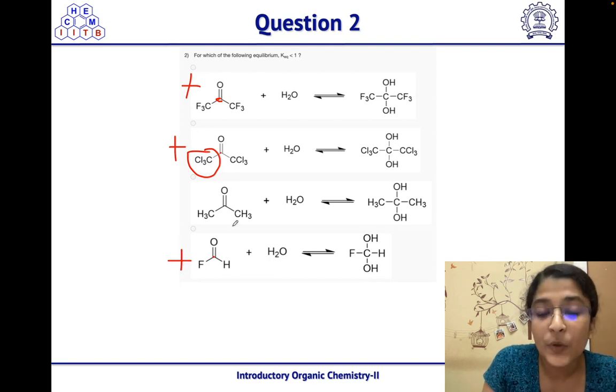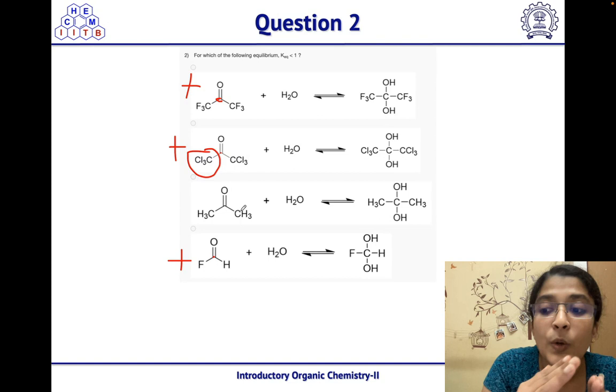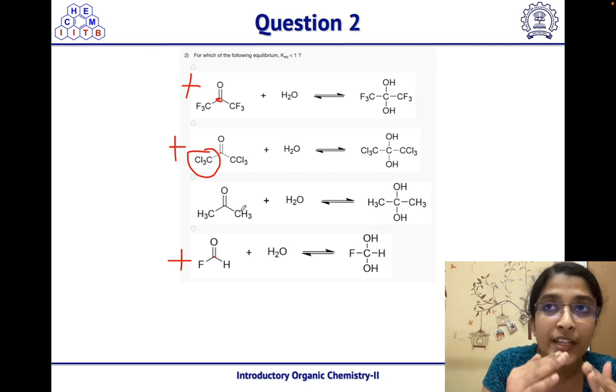Now coming to acetone, as we have seen, here two electron donating methyl groups are present. So this is the electrophilic center. It is lacking electron density, and the methyl groups nearby are donating electron density to that electrophilic center.